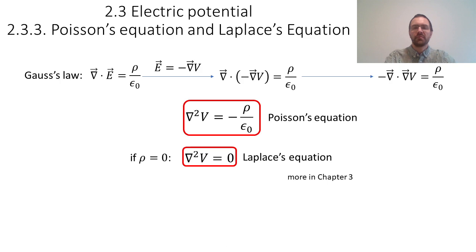Now, before moving on, I mentioned quickly another equation. If you are in a region of space where the charge density is 0, then nabla square V is equal to 0, and this is sometimes called Laplace's equation. This equation is important in electrostatics and in physics in general, and so we have an entire chapter dedicated to it, which we will cover in this class.